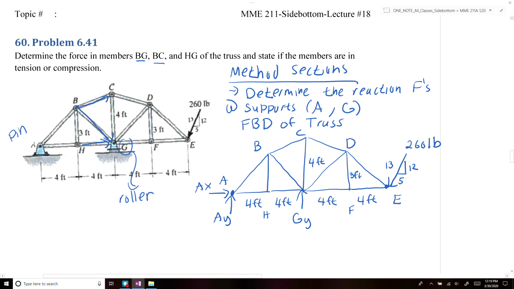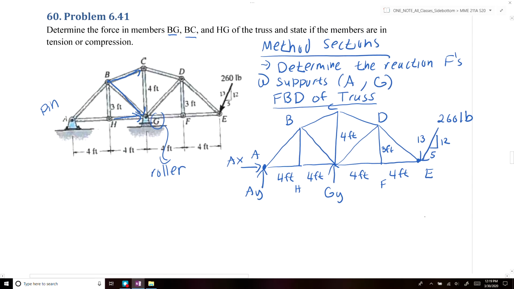Once you have your free body diagram drawn, you should then be able to apply the equilibrium equations to find AX, AY, and GY. The easiest one to do right away is we can sum all of our forces in the x direction and set those equal to 0. AX is going in the x direction, AY is going in the y direction, and GY is going in the y direction, so they'll have no x component. And then the 260-pound force will have an x component going along the negative x-axis. It'll be proportional to 5 over 13 times 260 pounds.